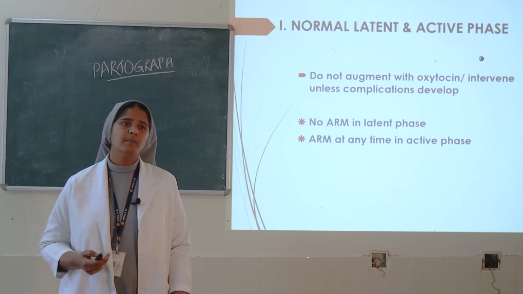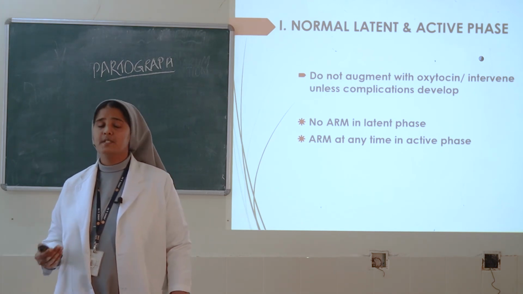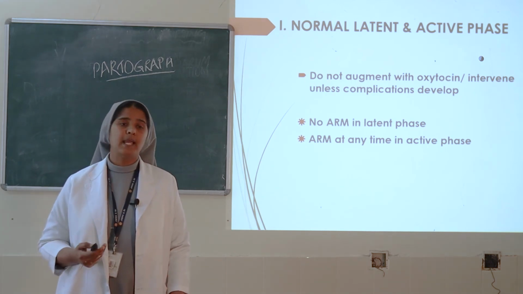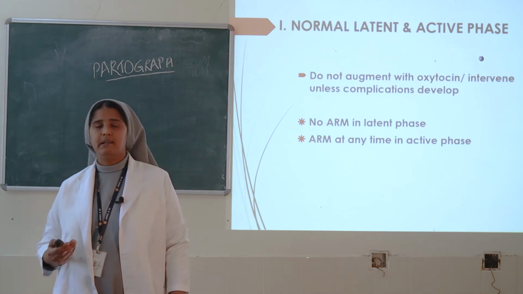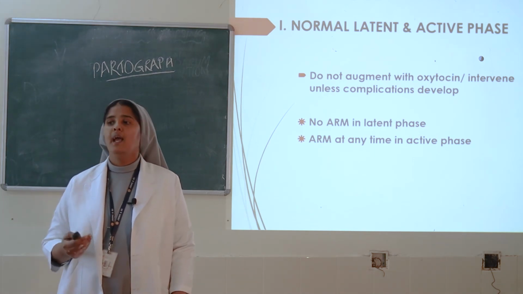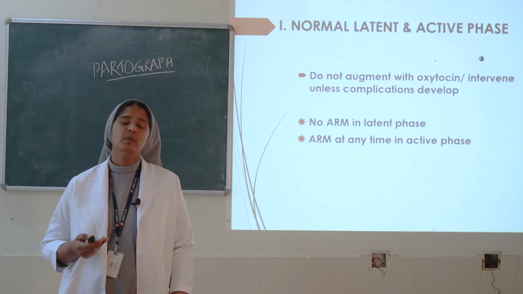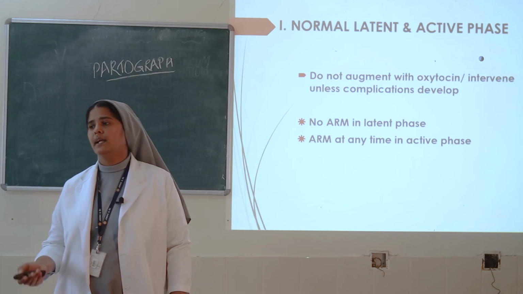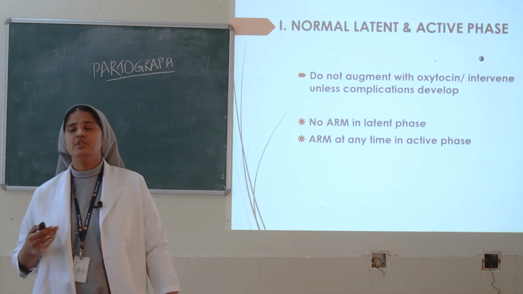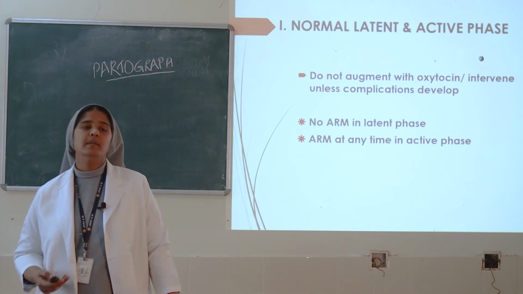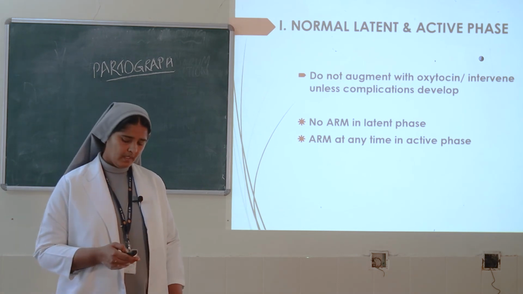With rupture of membrane there will be production of the prostaglandin. This prostaglandin will help with the further cervical dilatation and the descent of the fetal head, and the labor will be progressing naturally. So, that is what we can do if the latent phase and the active phase are normal. We should not augment the labor, as it will be progressing normally.